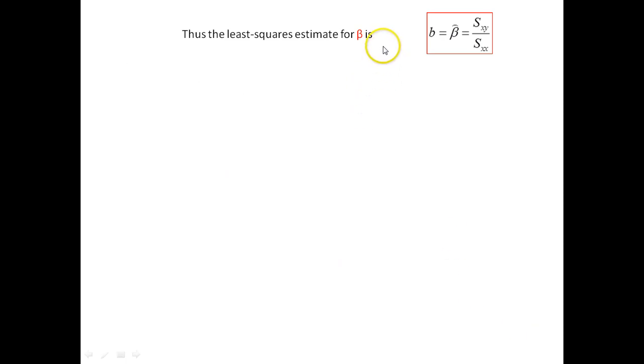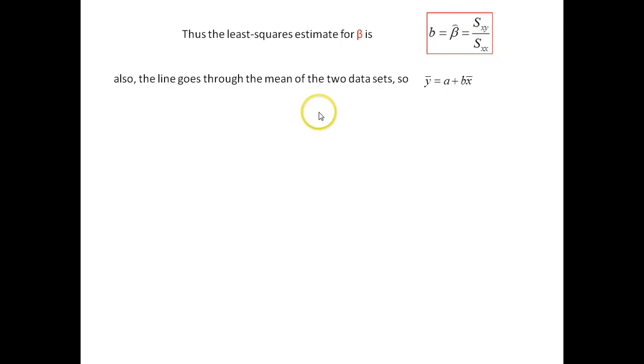So we have the least squares estimate for beta, which is our b, which is that, and it goes through the mean, therefore that's our equation as well, and the least squares estimate for alpha is that. So those are given.